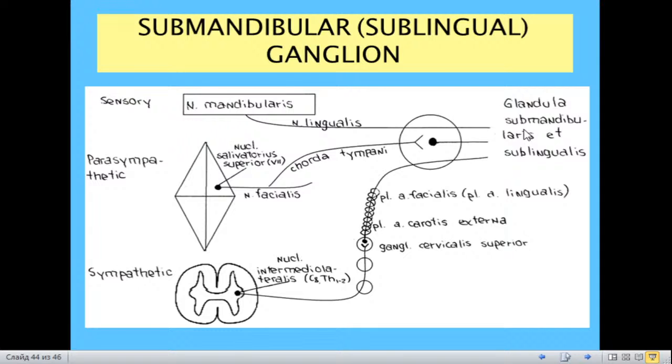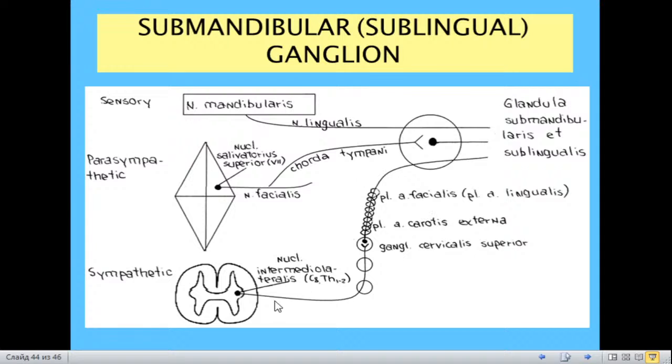Submandibular or sublingual ganglion, it depends on gland. If we talk about submandibular gland, we mention submandibular ganglion. If sublingual gland, sublingual ganglion. Same as previously, this ganglion gets three types of fibers. First one, sensory, coming from nervus mandibularis and its branch nervus lingualis. Then preganglionic parasympathetic fibers start in nucleus salivatorius superior. Then they travel through facial nerve and its branch chorda tympani.